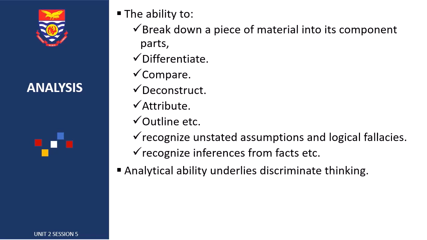So compare the dicotyledonous seed to the monocotyledonous seed. You are trying to make analysis. Differentiate between the plant cell and animal cell. You are trying to analyze that. So when you do that, it underlines discriminate thinking. Analytical abilities underline discriminate what? Thinking. So it goes with compare and contrast. When you do that, you are analyzing.